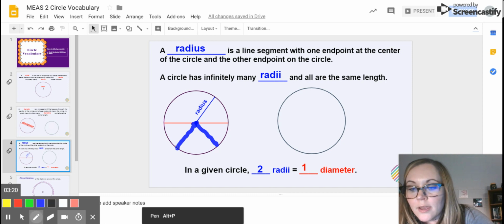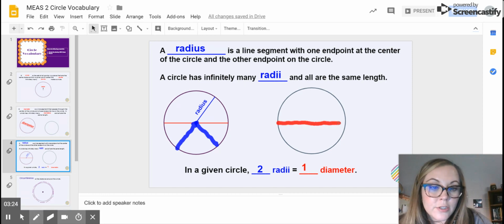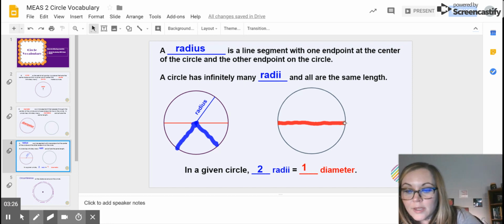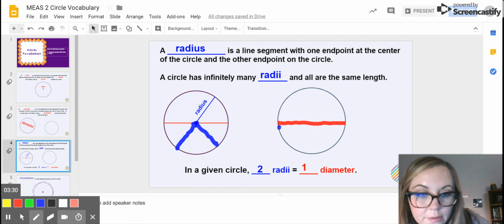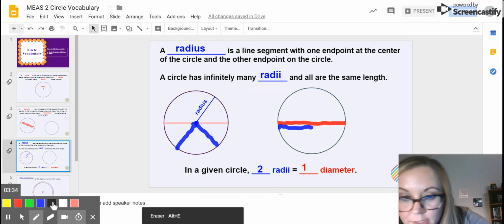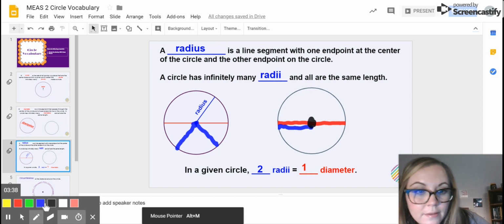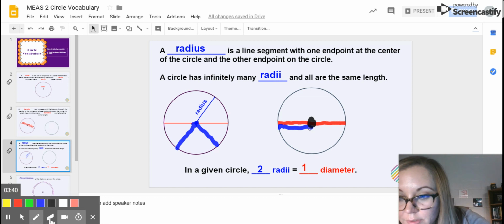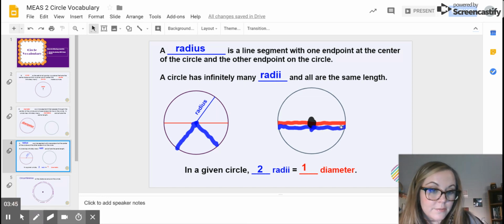That means if I have my diameter that goes through the center from edge to edge, let's say that's my diameter, that means I'm going to have exactly, and I'll put a different color here, let's say that that's my center, I'm going to have 2 radii that make up that diameter.